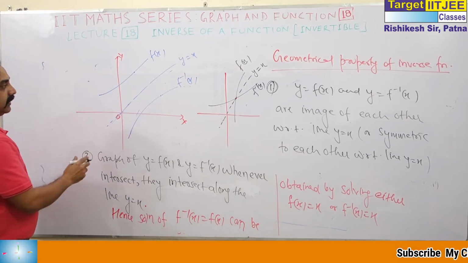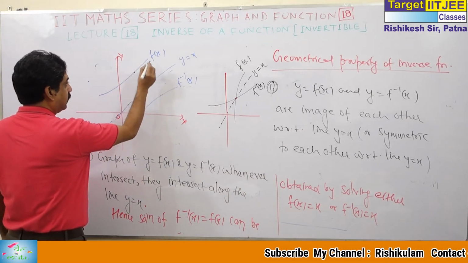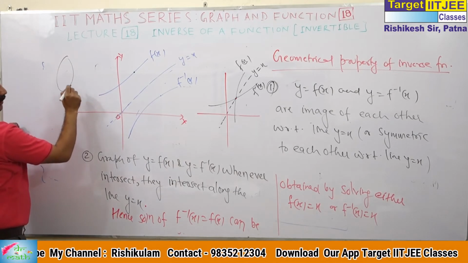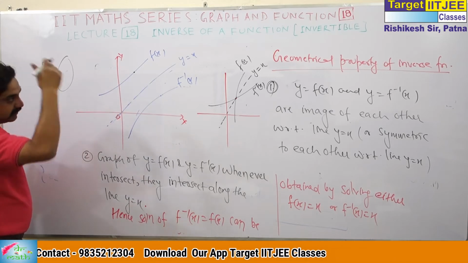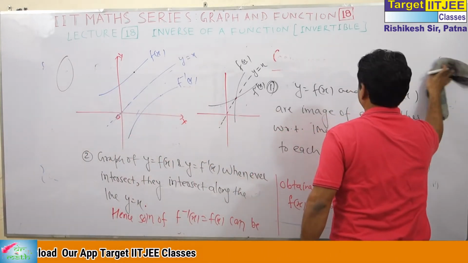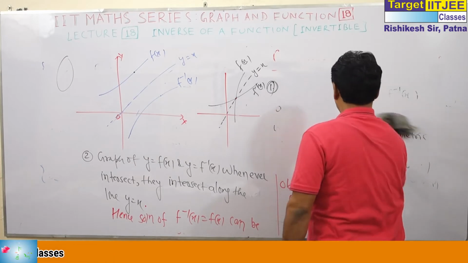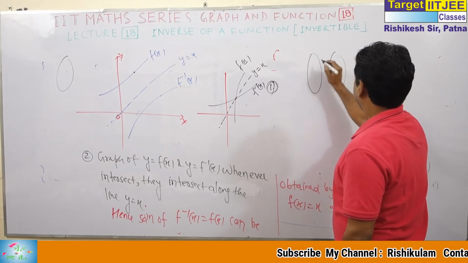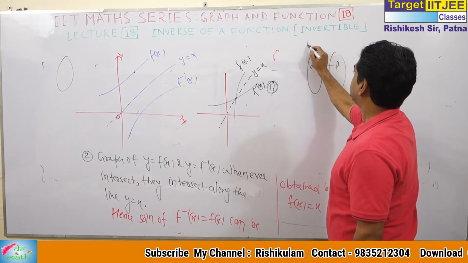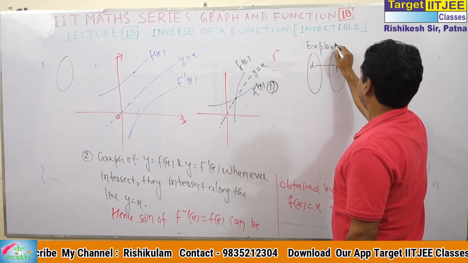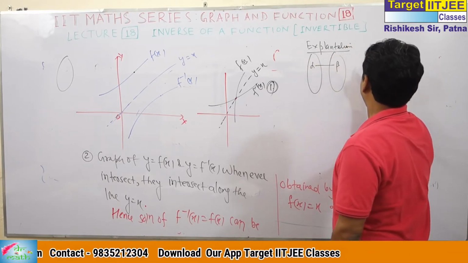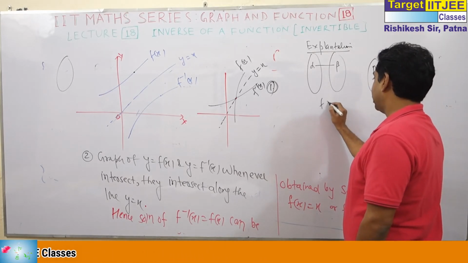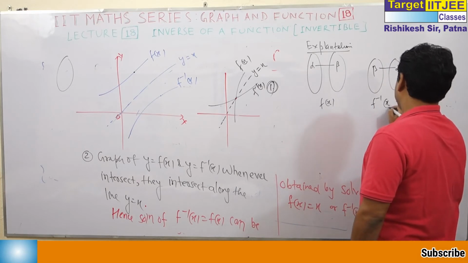Now I am giving the logic for this. Let me erase that part, I need some place. Suppose this is alpha, this is beta. I am going for the explanation of the first one. Suppose this is beta and this is alpha. This is our f(x), and this is our f inverse x.